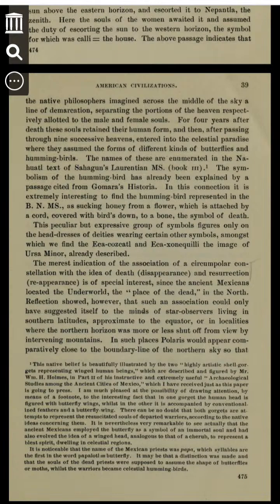Reflections show, however, that such an association can only have suggested itself to the minds of star observers living in southern latitudes approximate to the equator or in localities where the northern horizon was more or less shut off from view by intervening mountains. In such places, Polaris would appear comparatively close to the boundary line of the northern sky, so that the Ursa constellations and Cassiopeia will be invisible to the local astronomers at midnight during that period of the year when one or the other of these star groups seemingly stretch between Polaris and the northern horizon.